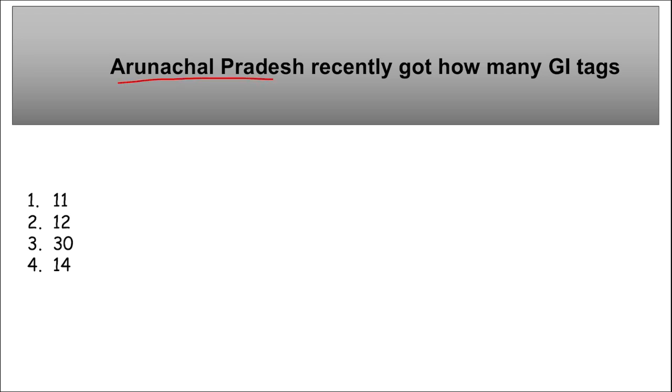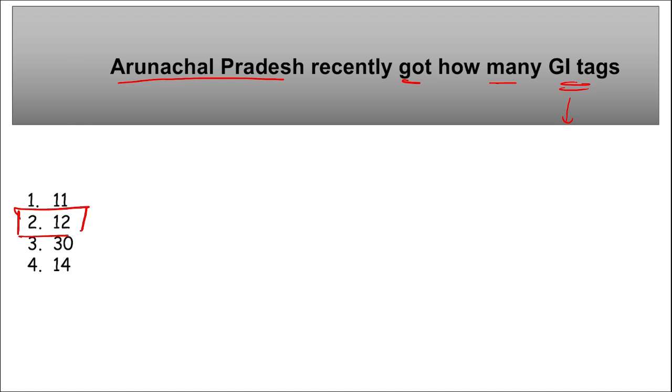Next, Arunachal Pradesh recently got how many GI tags? GI tag is your geographical indication tag. This tag represents a product of that particular state. So recently Arunachal Pradesh got a total of how many tags? A total of 12 tags. Take a note of this.